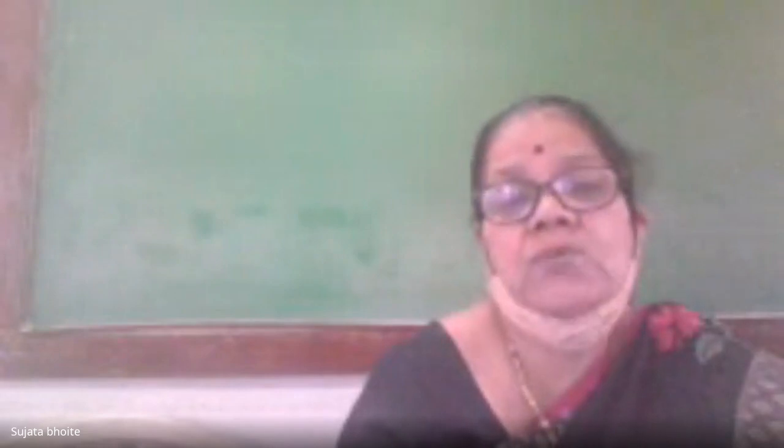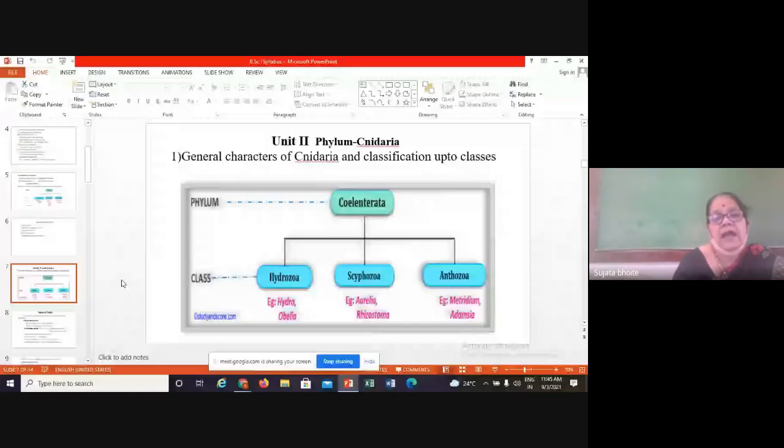Examples of the Hydrozoa: Hydra and Obelia. Second class is Scyphozoa, example Aurelia. Third class is the Anthozoa, example Metridium. So this is the classification of Cnidaria, and generally they have mentioned in the general characters at least 2 to 3 characters which are present in the class Hydrozoa, Scyphozoa, and the Anthozoa.